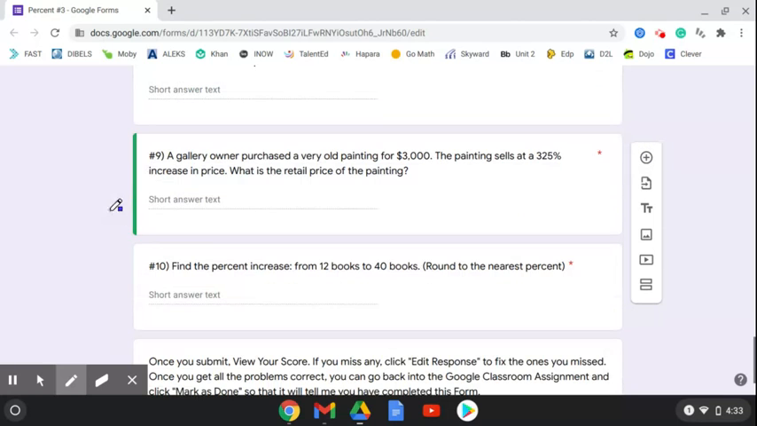Okay, number 9, a gallery owner purchased a very old painting for $3,000. The painting sells at a 325% increase. What is the retail price of the painting? So if it was purchased for $3,000, that would be 100%, right? That's the full price that it was purchased at, 100%. But the painting sells at a 325% increase. So let's add 325% onto that original 100%, and that would give us 425%. Okay, 425% of the original cost.